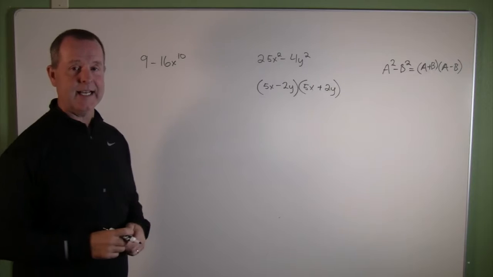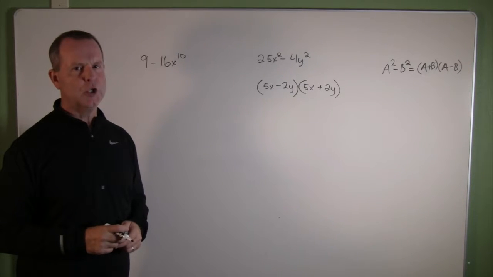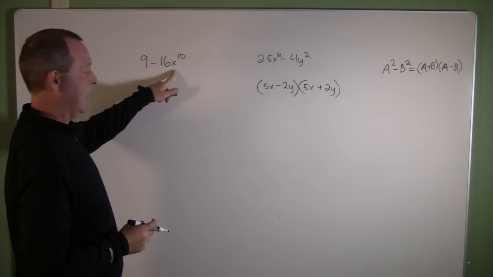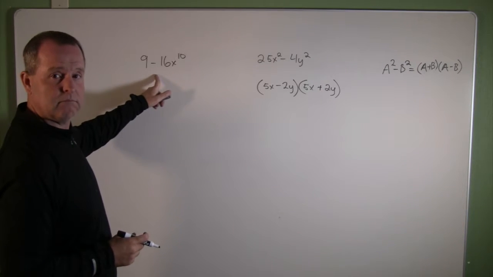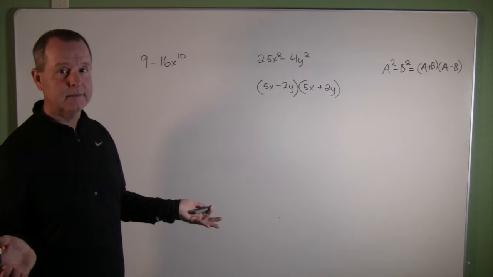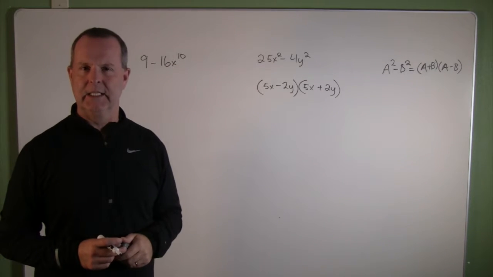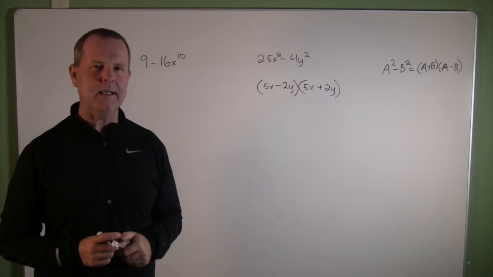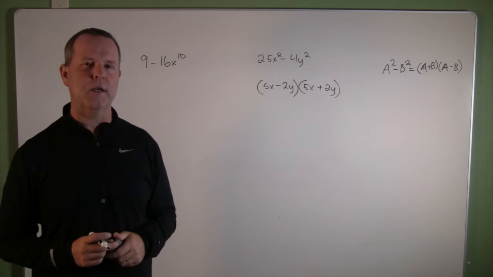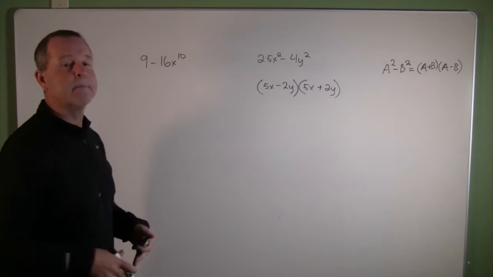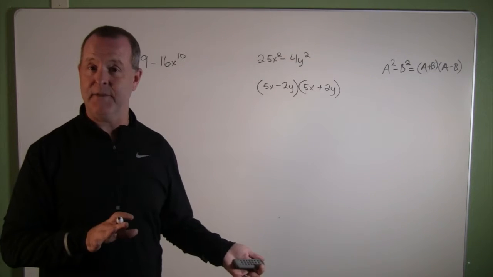9 minus 16x to the 10th. Two issues here maybe. Are you bothered by the fact that the second term has a variable and not the first? I'm not. Are you bothered that it's x to the 10th? Yeah, maybe a little bit. And this might be a good reminder for us to understand how exponents work in this process. So let me assure you that this is a difference of two squares.